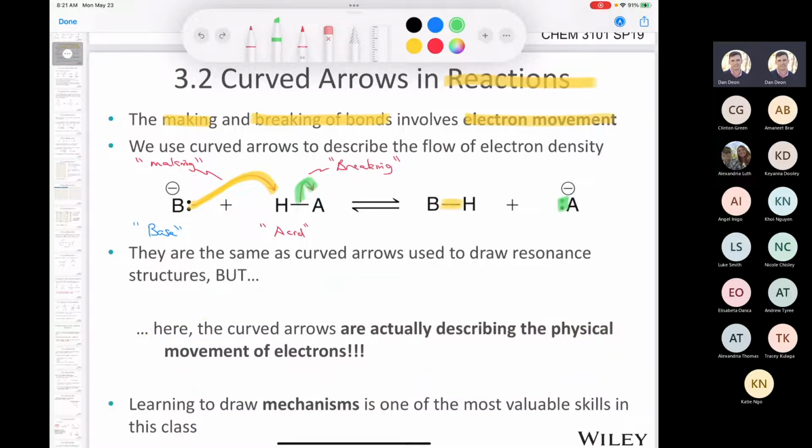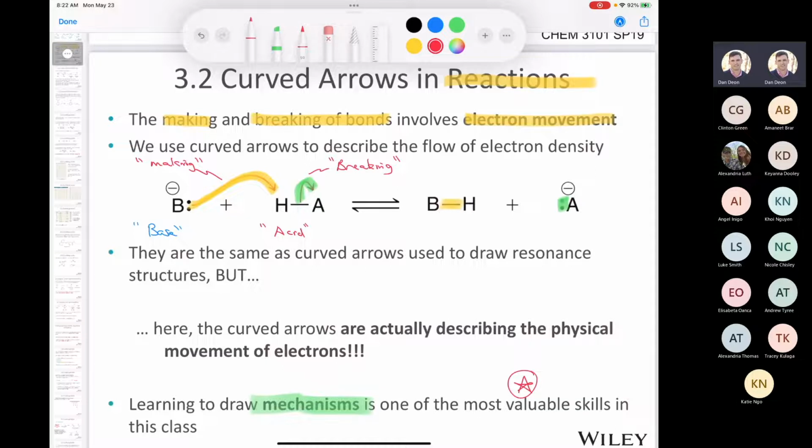And check out this last bullet point here. Is this a heavy hitter or what? It says learning how to draw mechanisms in organic chemistry is one of the most valuable skills in this class. Let's put a star by that. I cannot stress enough how important it is for you to take a pencil and paper and draw curved arrows. The only way you can understand them is by learning to draw them yourself.